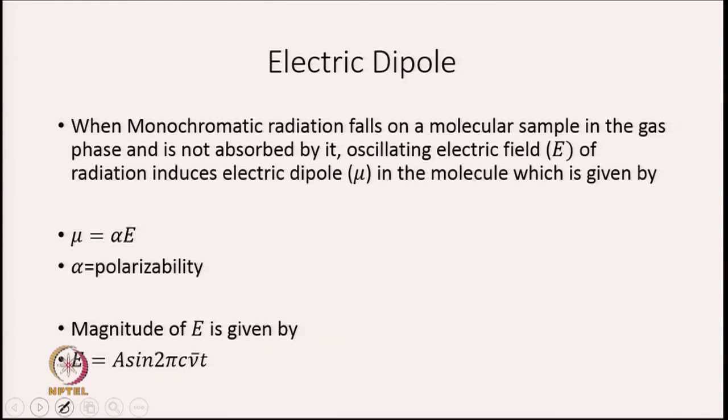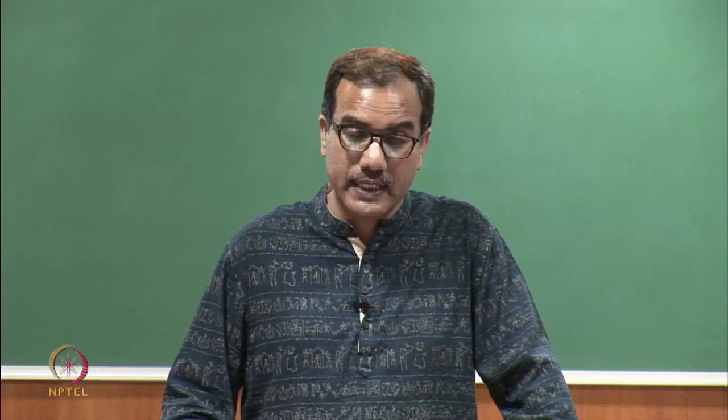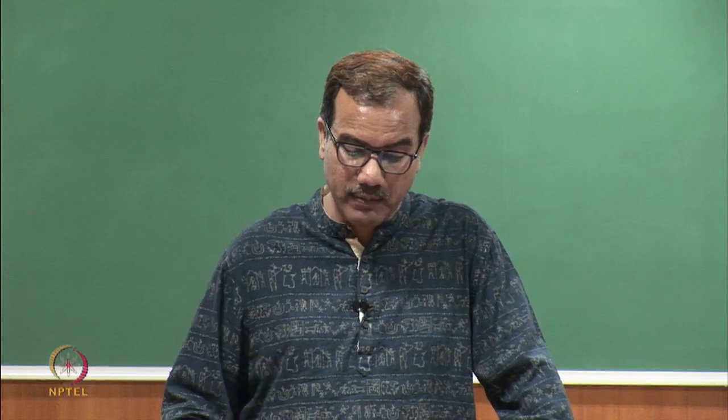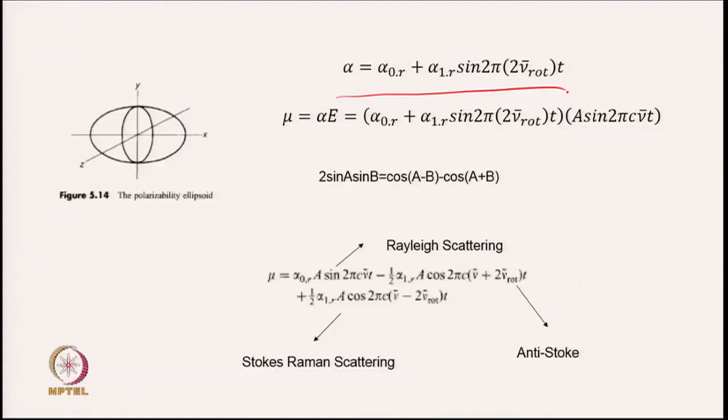Okay, so this is your frequency, the frequency of incident radiation. Now, once it falls, the electric field interacts with the polarizability. Polarizability will be given by this formula: alpha is equal to alpha 0 r plus alpha 1 r sin 2 pi 2 mu rotational into T.